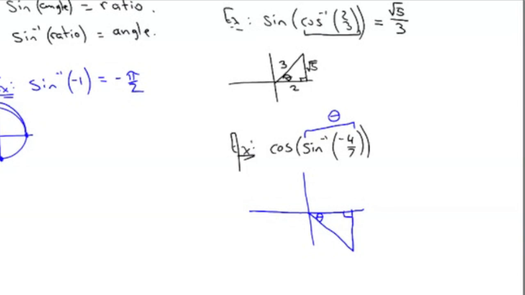So how do I label my sides if it's sine inverse? Seven is the hypotenuse, and -4 is over here. The third side is square root of 33, which is 49 minus 16. But it's positive because we're going to the right. So make sure you get your signs in there. Otherwise, you have to go back to some old calculus. All right, so what is the cosine of this angle? Square root of 33 over 7.